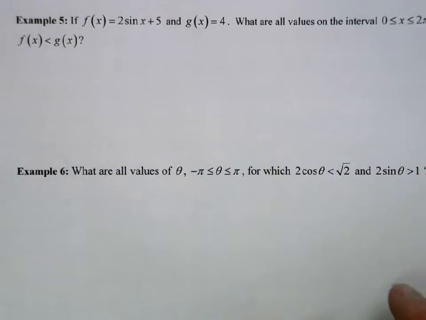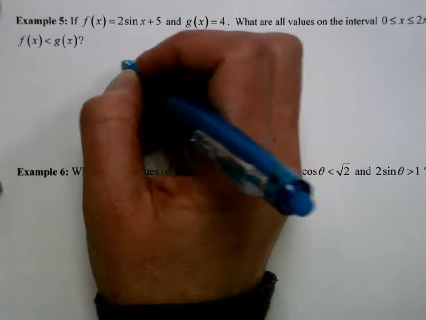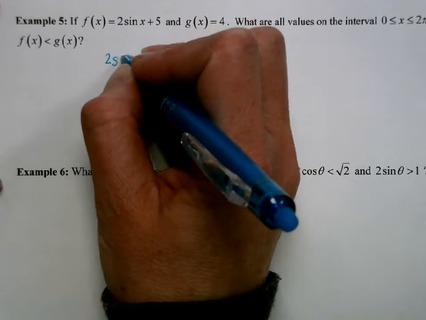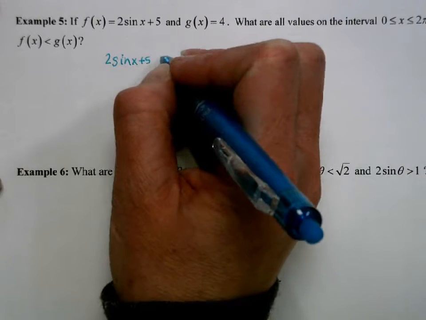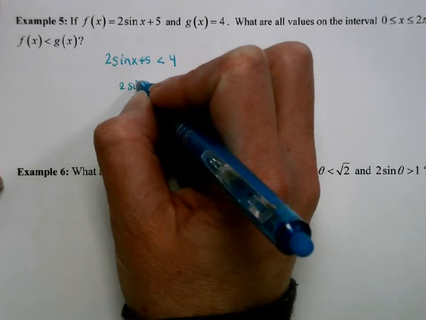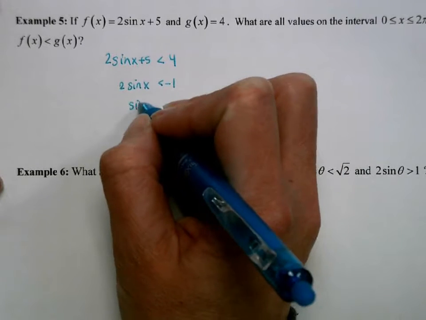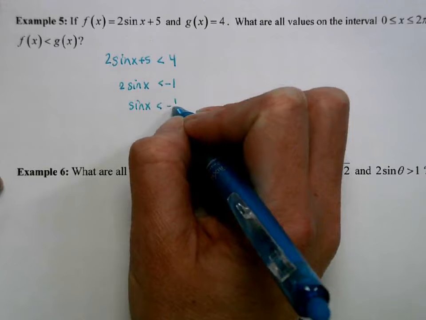Next, if f of x is 2 sine x plus 5 and g of x is 4, what are all the values in the interval 0 to 2π inclusive where f is less than g? So I'm just going to make that inequality. 2 sine x plus 5 is less than 4. Solve using our rules for inequalities. I can subtract 5 and divide by 2.